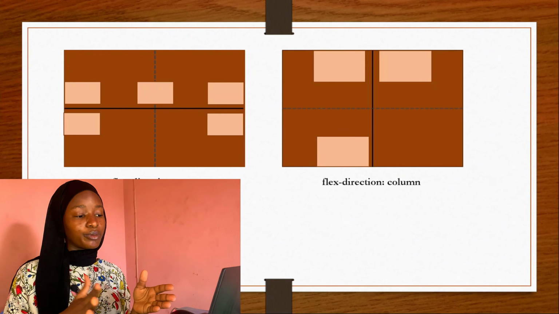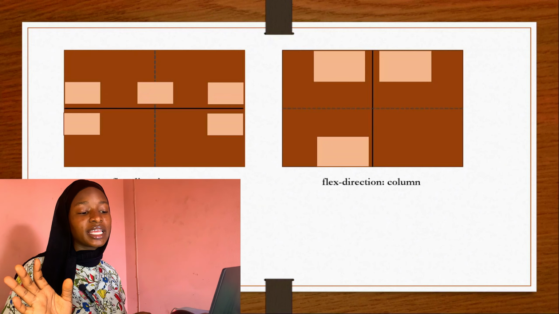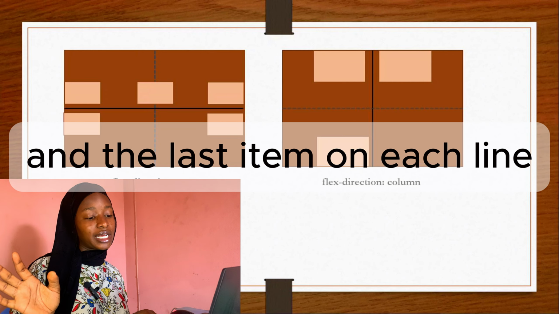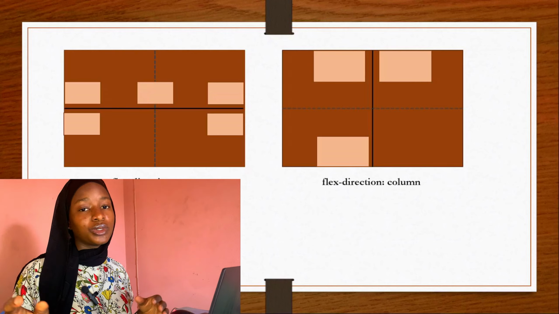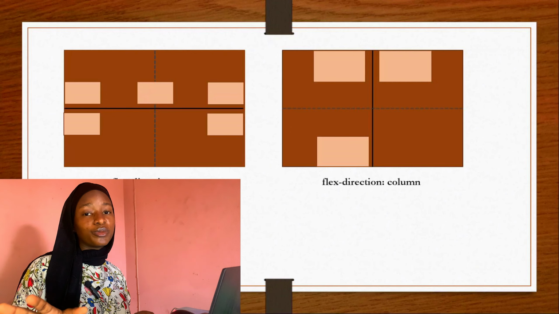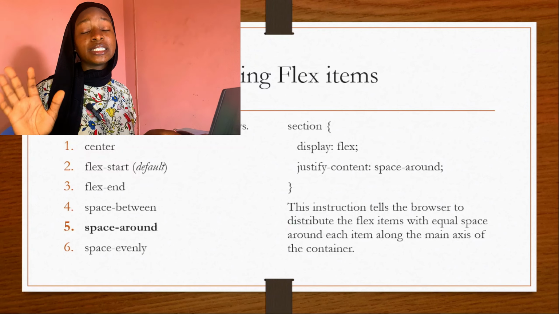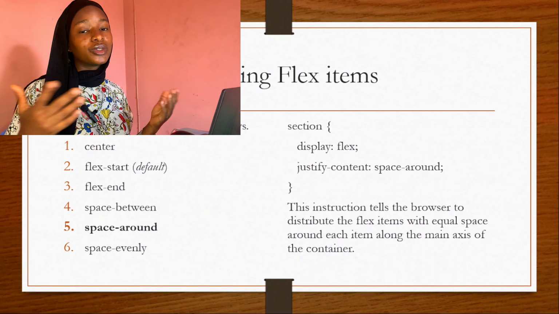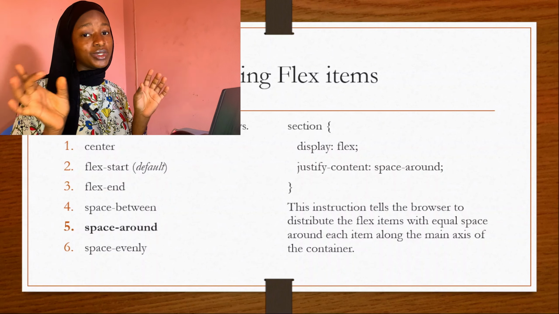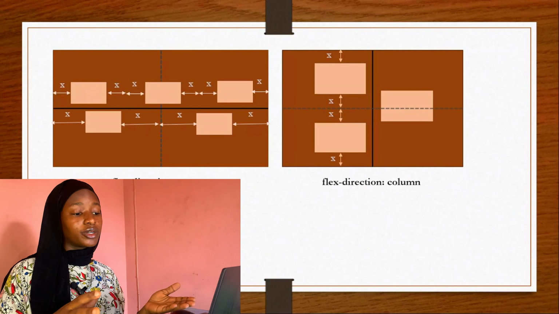So let's check an example. As you can see here, the first item is at the start of the main axis and the last item is at the end of the main axis, and then they have equal spacing between them. So that's what space between is. Same for the column direction. And the next thing is space around. With space around, you have a little spacing at the start and at the end, which is going to be the same size. So this is what space around looks like.